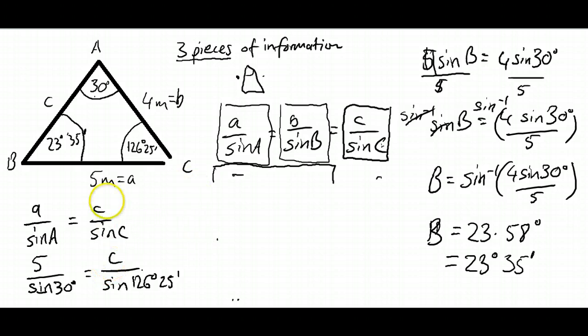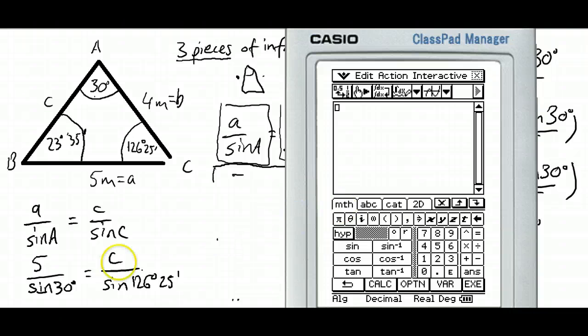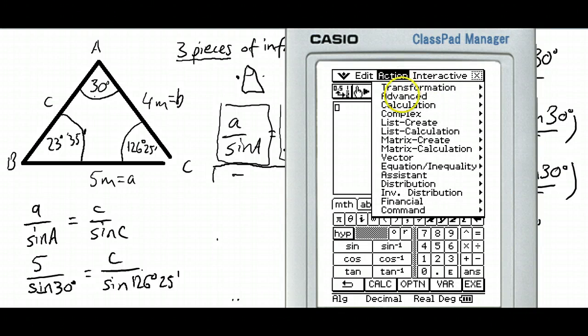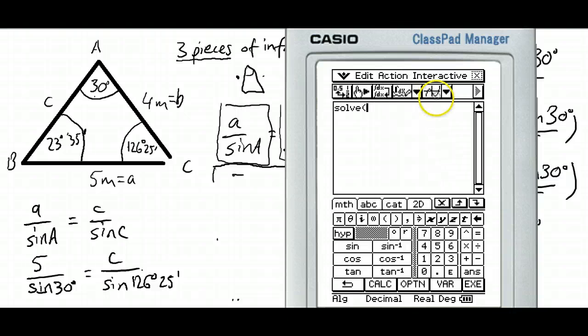Okay, we can actually use the calculator to solve this, so we already know how to solve it by hand the way we did it just before. Let's do it a different way by using the calculator. Okay, so to solve this equation, we've just got to enter it into the calculator. Actually before we enter that into the calculator, we've got to go to action and go to advanced, solve, and then enter the equation in. 5 divided by sine of 30, close the bracket, equals the unknown.